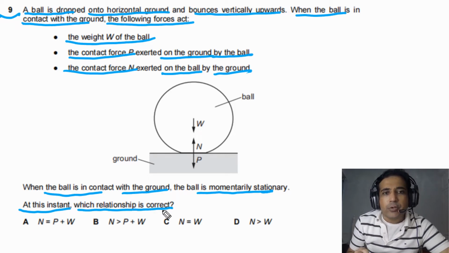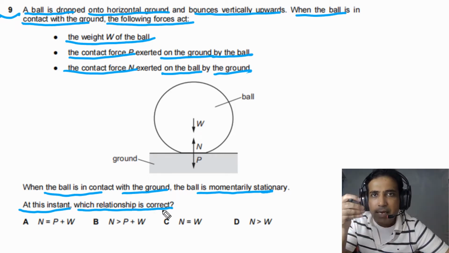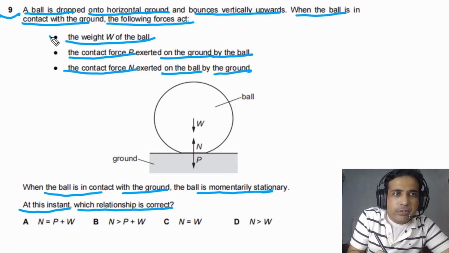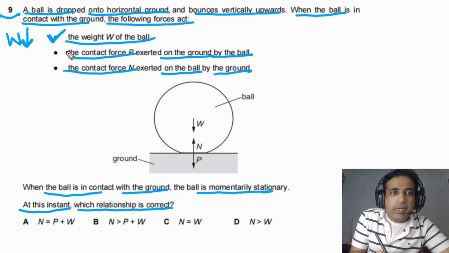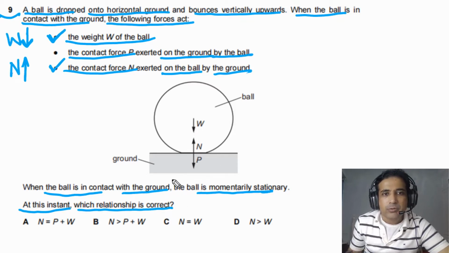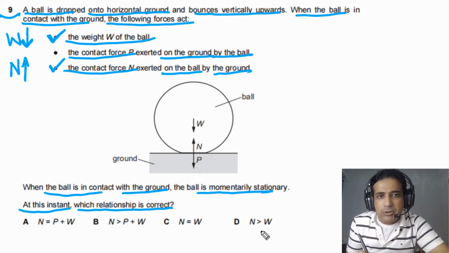So first of all, we need to understand forces acting on the ball. The first one, P, is the force acting on the ground by the ball. The weight, this is the weight of the ball, meaning the force of gravity acting on the ball by earth, and this is vertically downwards. P is not the force acting on the ball, but N is the force acting on the ball, and this force is acting vertically upwards. We need to find out which relationship is true.